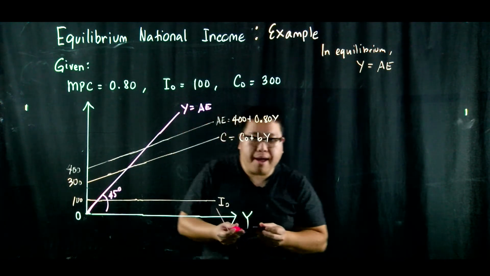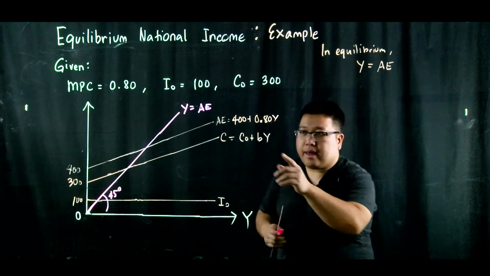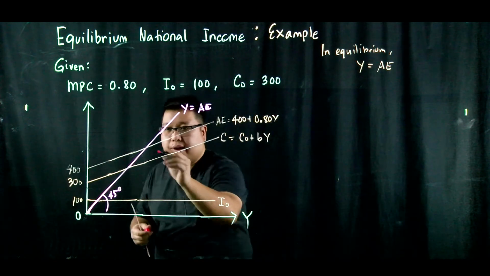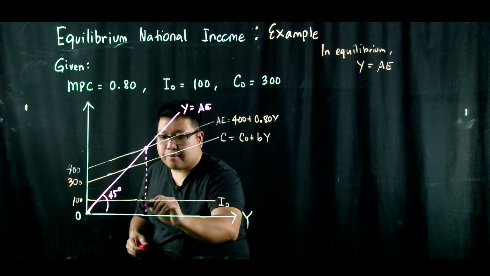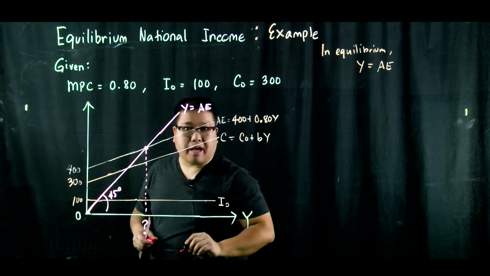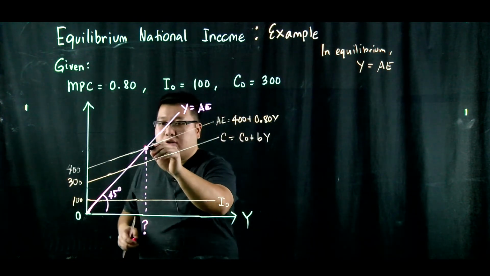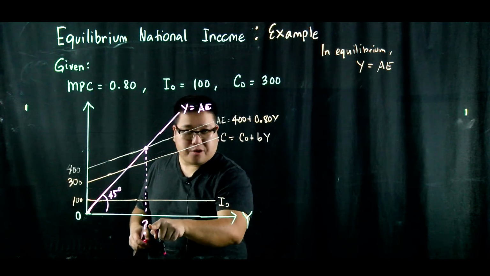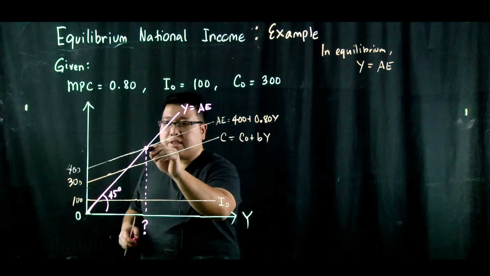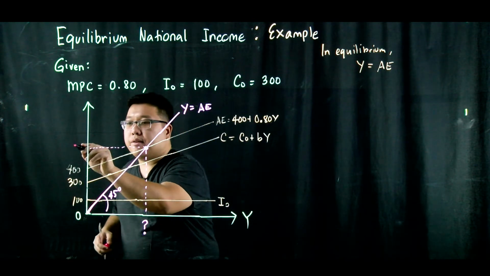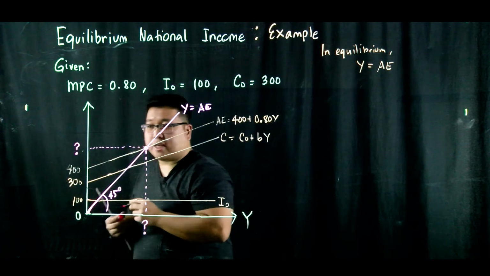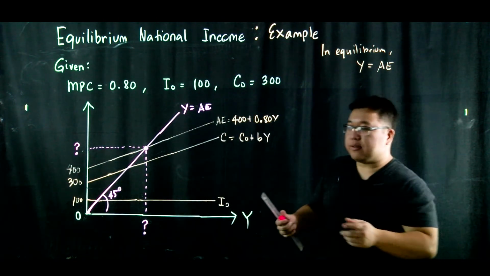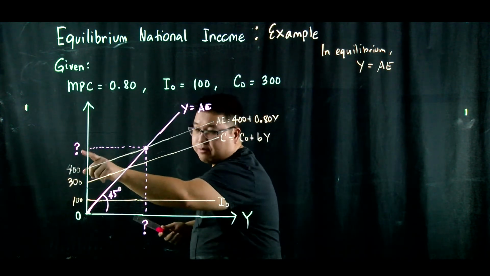Now, at the point where the 45-degree line intersects the aggregate expenditure function, that is where we have our aggregate national income. But we don't know what that is yet, because we still have to solve for that one. And also, since it intersects the 45-degree line, whatever you have here as your aggregate national income is also the same aggregate expenditures in equilibrium right here.